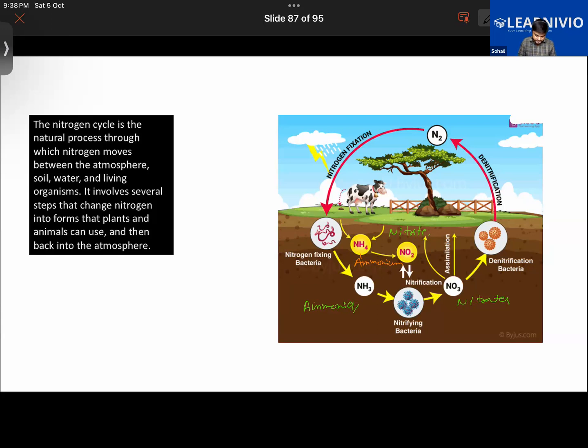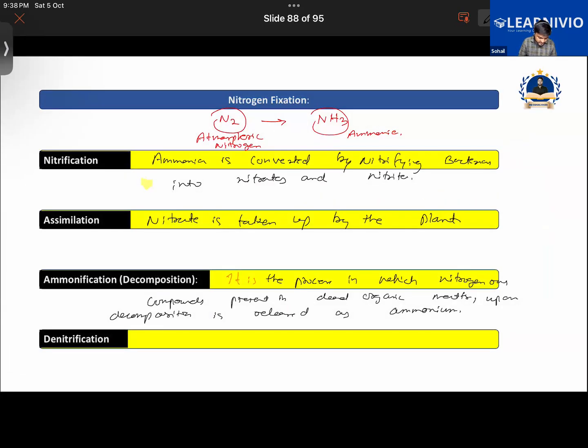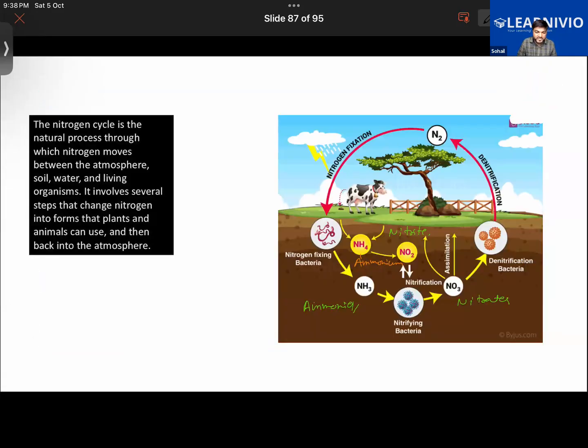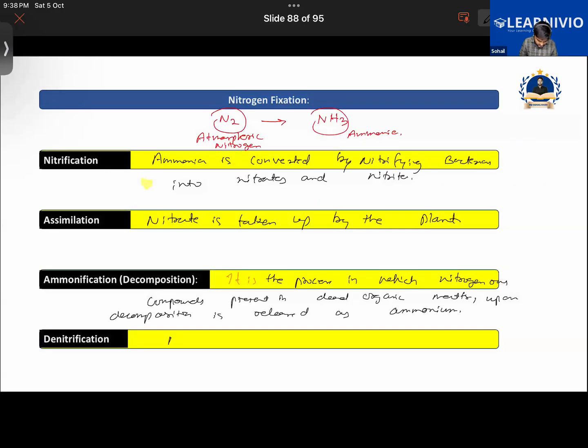After this, denitrification takes place. In the process of denitrification, the nitrates are converted back into atmospheric nitrogen by the action of denitrifying bacteria. So nitrates are converted back into atmospheric nitrogen. Is the whole process clear to you?